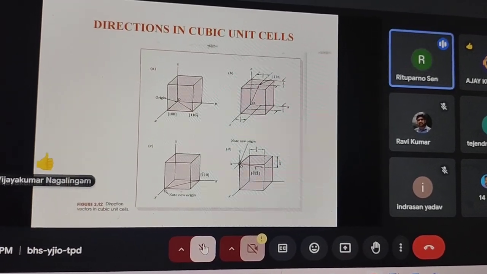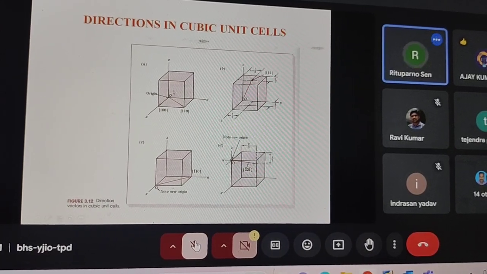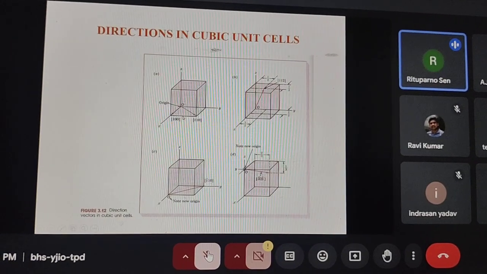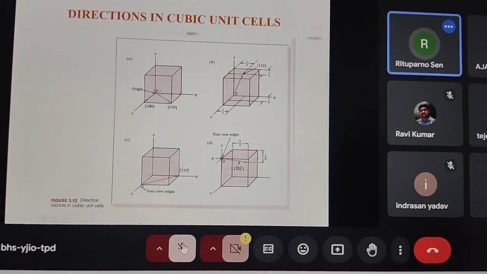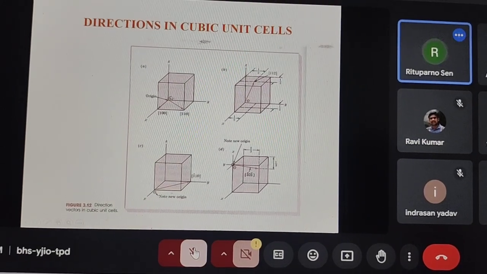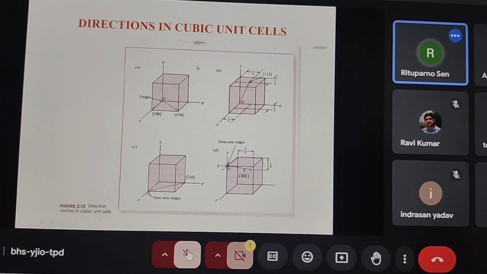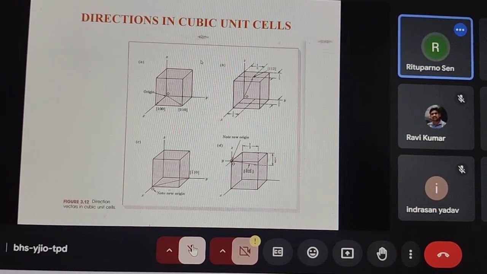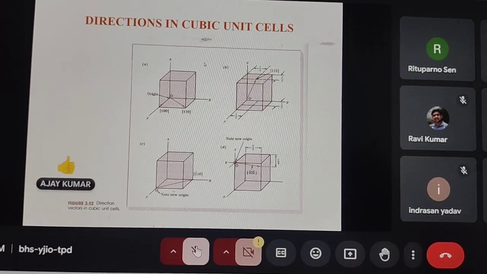Now, if you want to have a direction which is 1, 1, 1, then you have to come through this, then come to this, and then come to that. That is 1, 1, 1. And from the origin, you have to draw one line like this, so that this particular line indicates the 1, 1, 1 direction. Is it clear? Yes, sir. Okay.